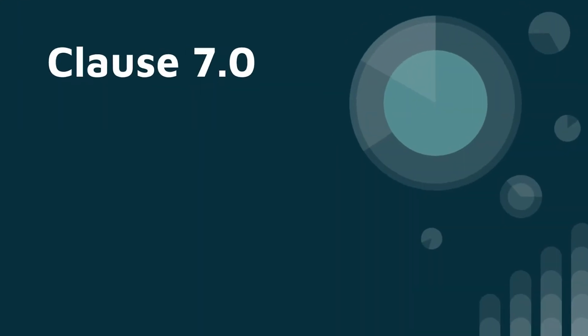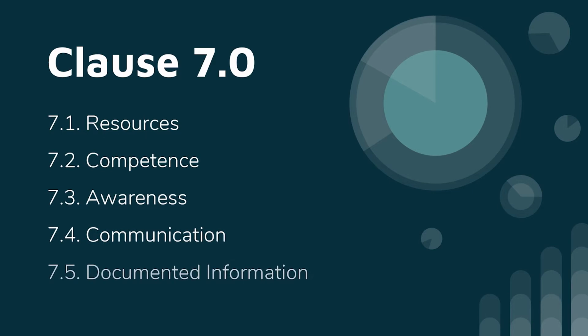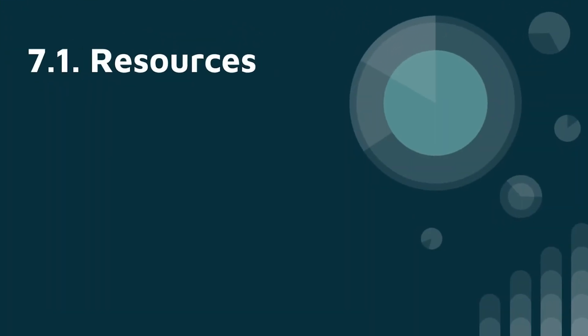Your support includes resources, competence, awareness, communication, and documented information. One of your support systems is Clause 7.1 Resources. Your organization must provide the resources needed for the establishment, implementation, maintenance, and continual improvement of the QMS.